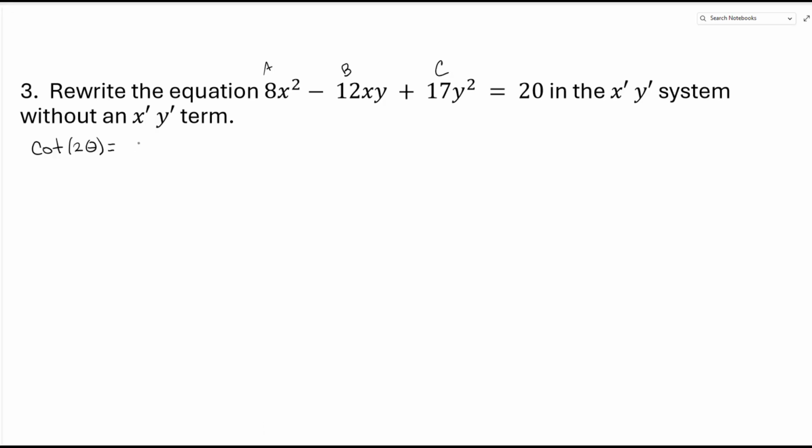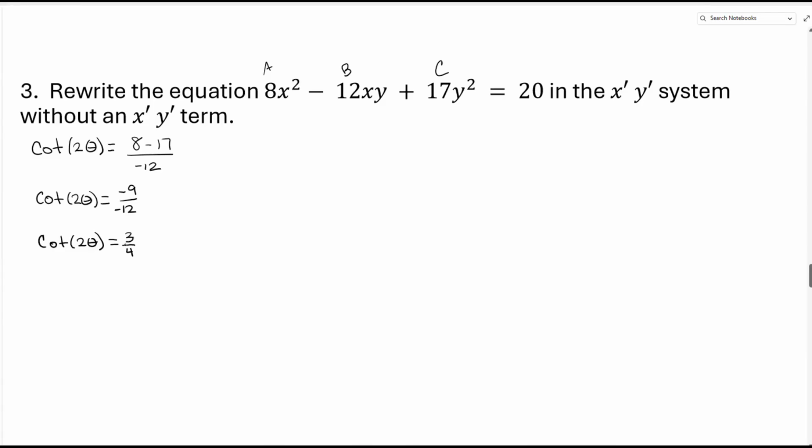So A minus C over B. Which puts us at -9 over -12, which means they're both negative. We're at 3/4. Cotangent is equal to 3/4.